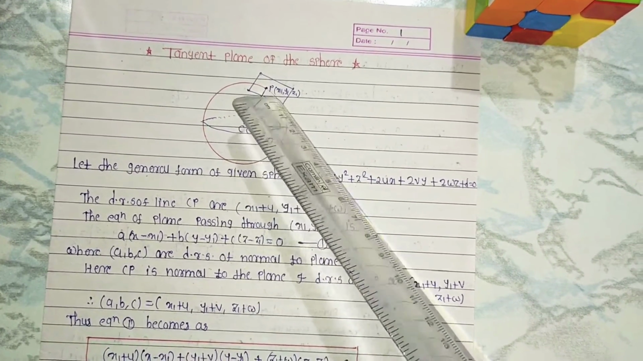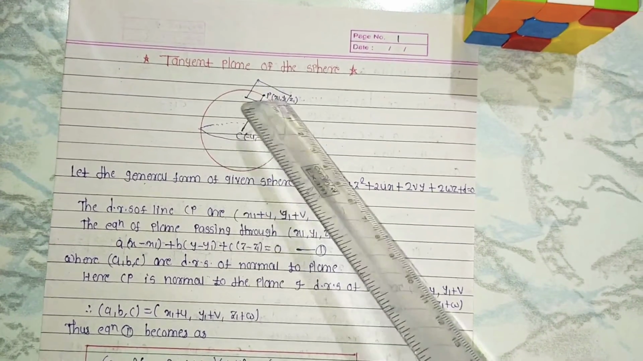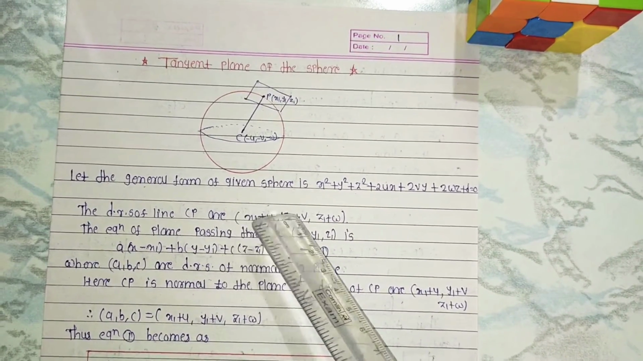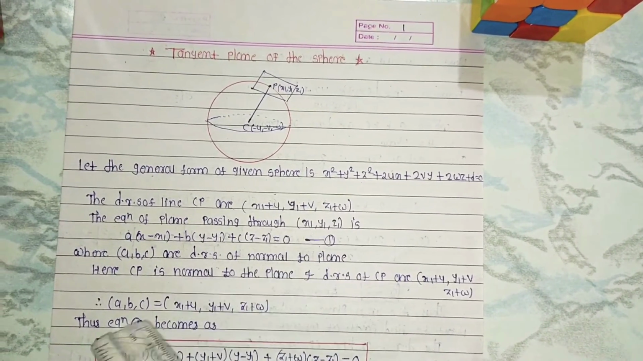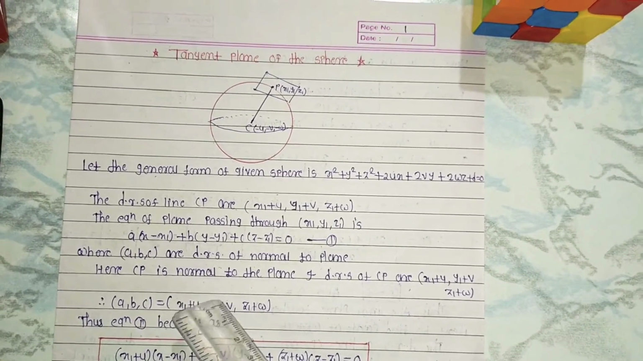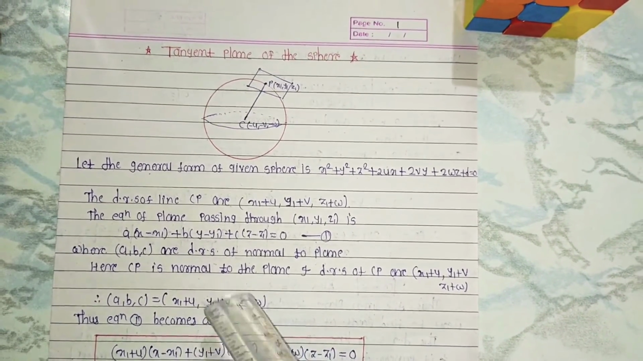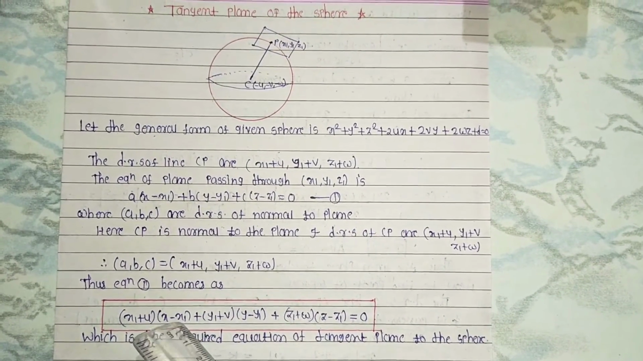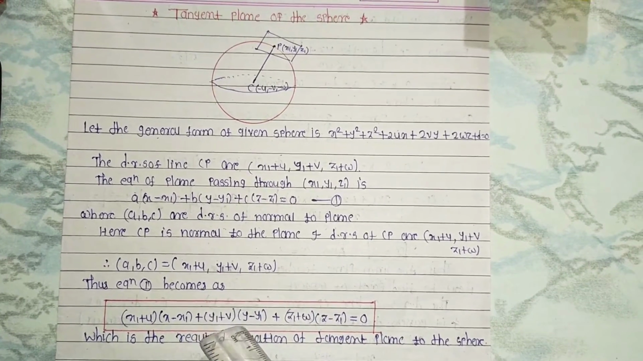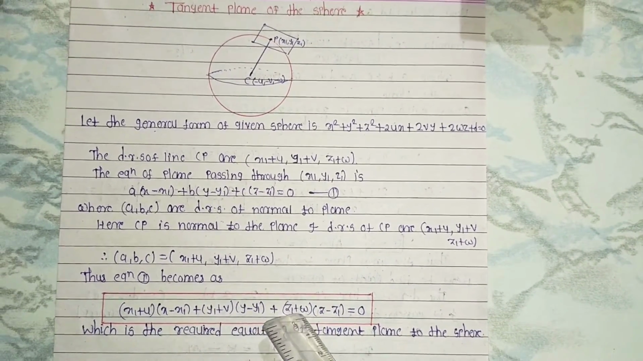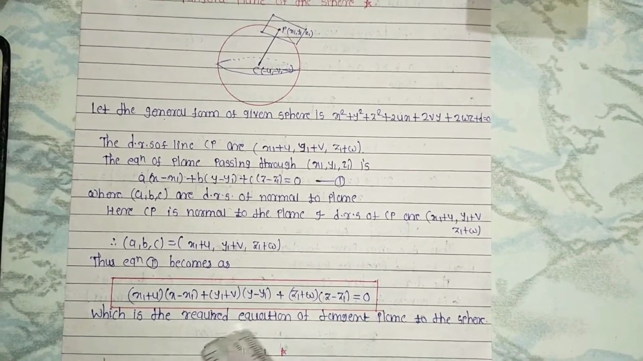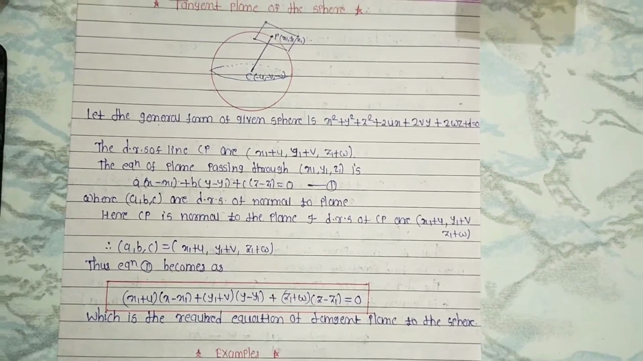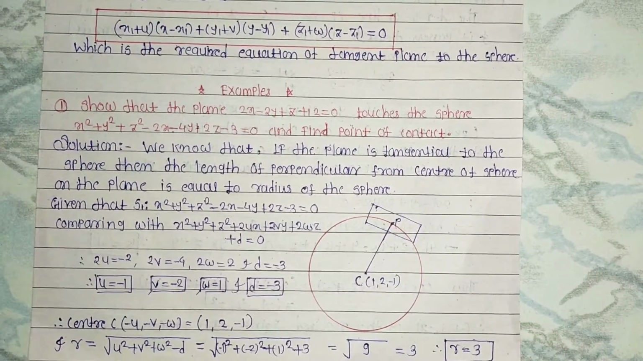Now we already found the DRs of this normal, which are x1 + u, y1 + v, z1 + w, and therefore the values of a, b, c are x1 + u, y1 + v, z1 + w. Substituting these values in equation 1 we get (x1 + u)(x - x1) + (y1 + v)(y - y1) + (z1 + w)(z - z1) = 0, which is called the equation of the tangent plane to this sphere. Now let us take one example.